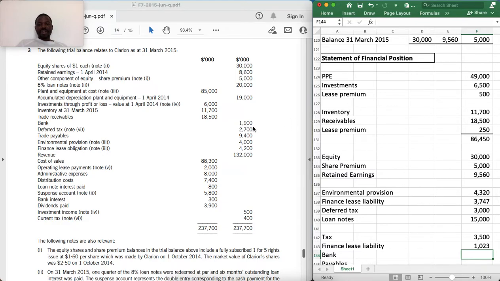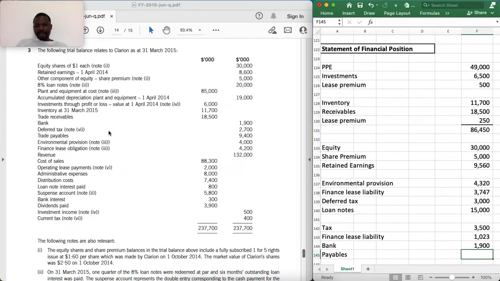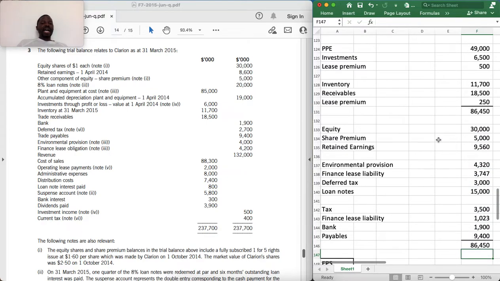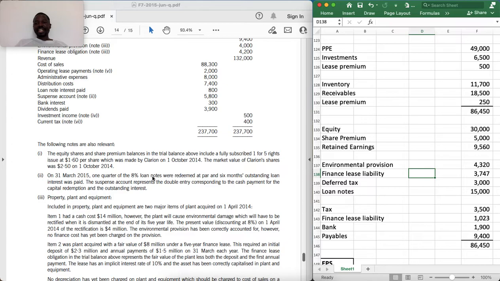Then the bank overdraft from the trial balance, 1,900. Payables from the trial balance, let's go and find our payables from the trial balance. Can't see them. 9,400. Then let's sum this. Our statement of financial position balances. So it means we are in the right direction.